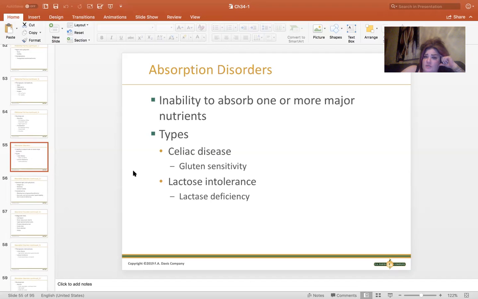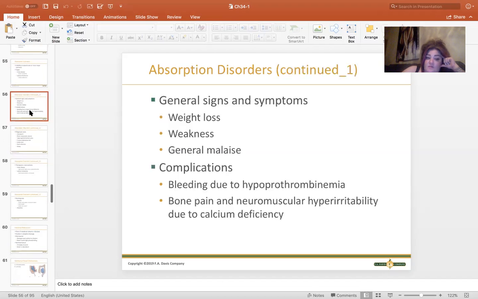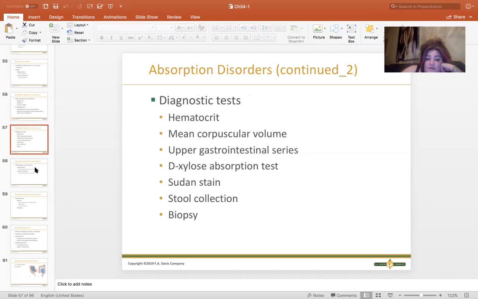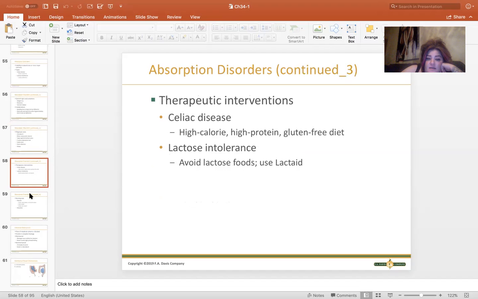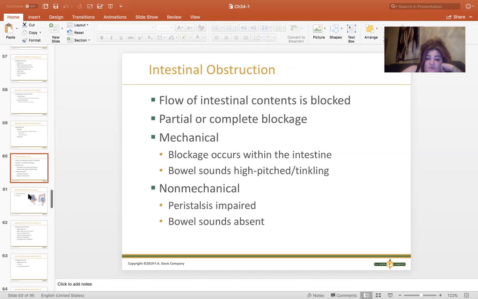Absorption disorders, of course, are going to be a huge issue because we need nutrients. As it says here, the inability to absorb one or more major types of nutrients. Celiac disease, which has to do with gluten sensitivity. We talked a little tiny bit earlier about that, and lactose as well. If we're not able to take in those, that can cause us to go to the bathroom, have a sensitive stomach, not feel well. Of course, that can lead to several different things if we have diarrhea, right? We talked about that earlier. Weakness and dehydration. All of this I'm going to skip because we can read about this.